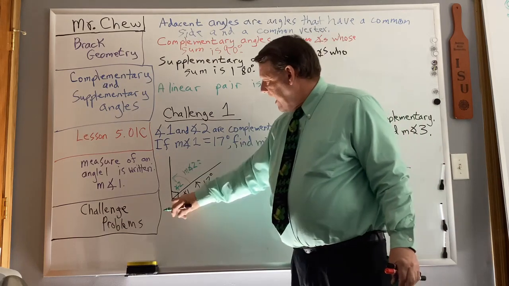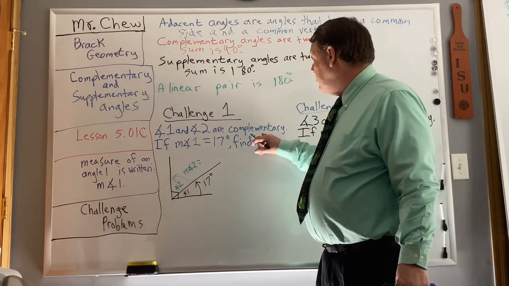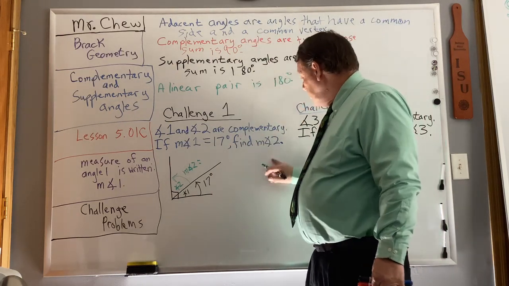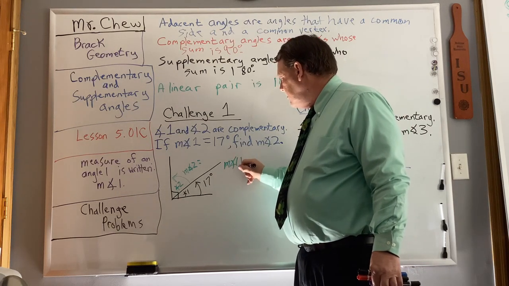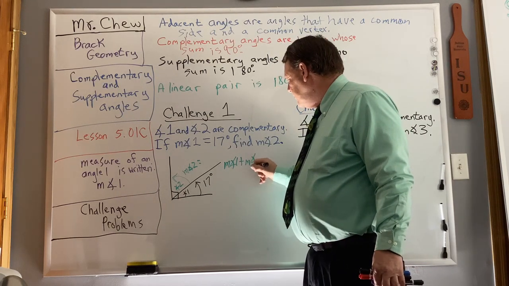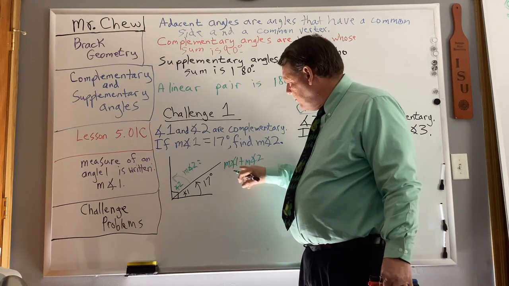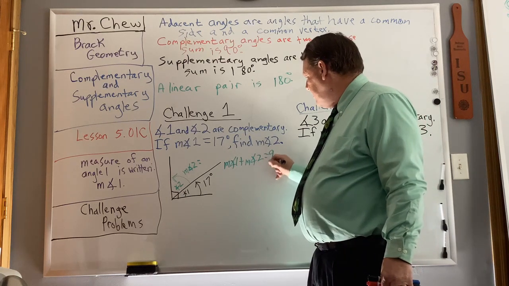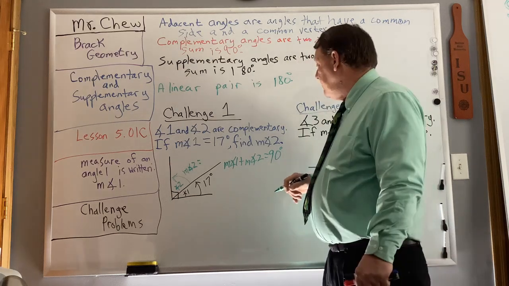So I know that they add up using the angle addition postulate to 90 degrees. They're complementary, and we gave the definition up here. So I can write an equation. So the measure of angle 1 plus the measure of angle 2. And remember, when I put that little M and that little symbol, that means measure. Measure of angle 1 plus measure of angle 2 equals 90 degrees.